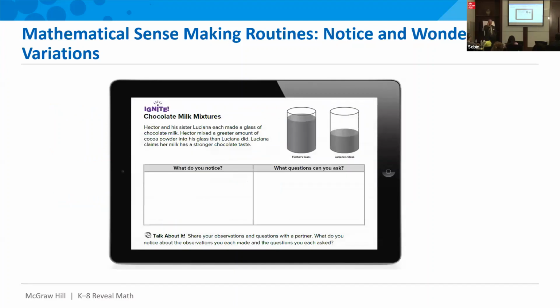Now, we actually have an author named Dr. Raj Shah. He is co-founder of the Global Math Project. All of his research and work has been around student curiosity and engagement and math mindset. And he actually starts our units out with this making routine.